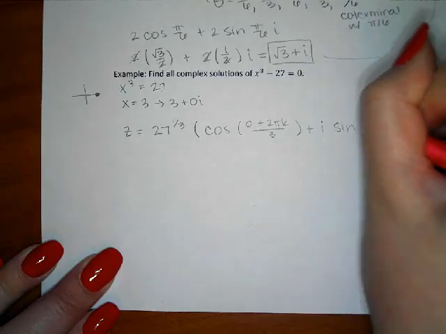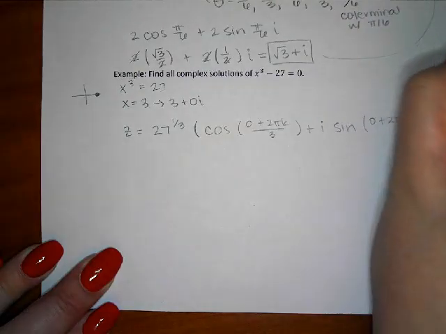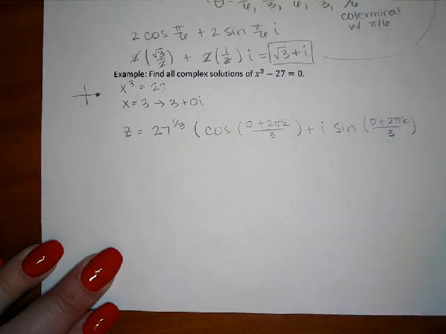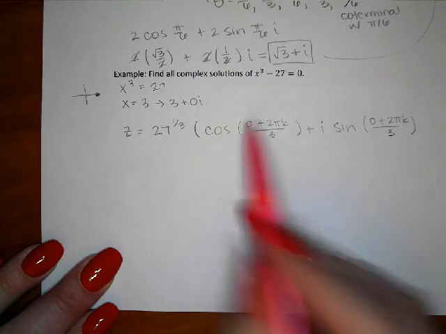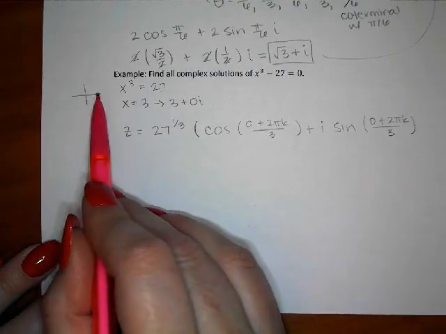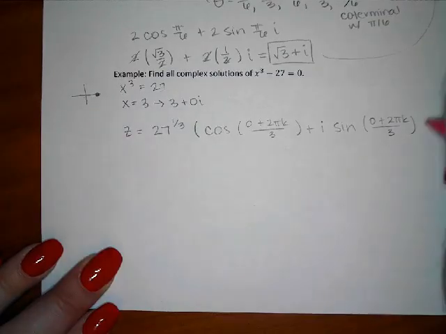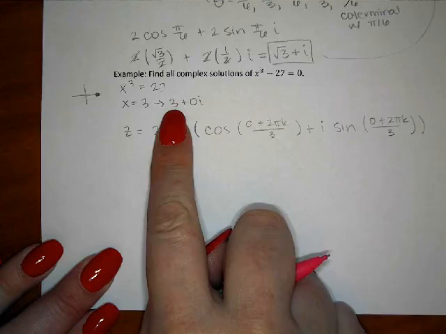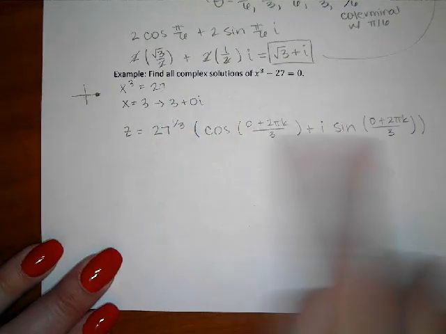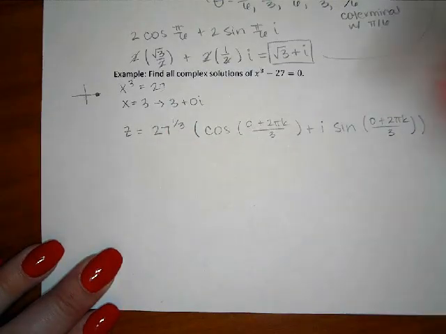And remember, the reason I have 0 here is because when I graphed it, I saw that I had 0 degrees or 0 radians is where I graphed that first real solution. Okay, so now I'm going to do the problem exactly the same way that I did the previous problem. So I'm going to say that 27 to the 1/3 is just 3.